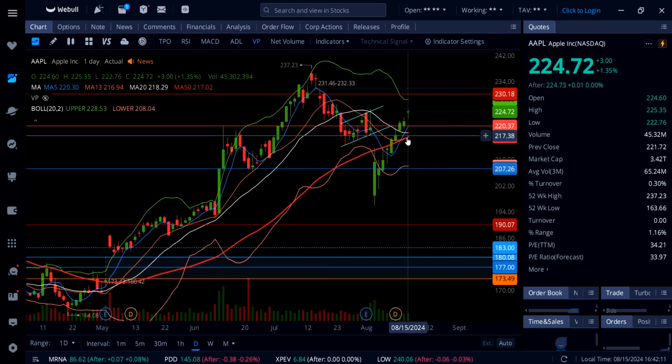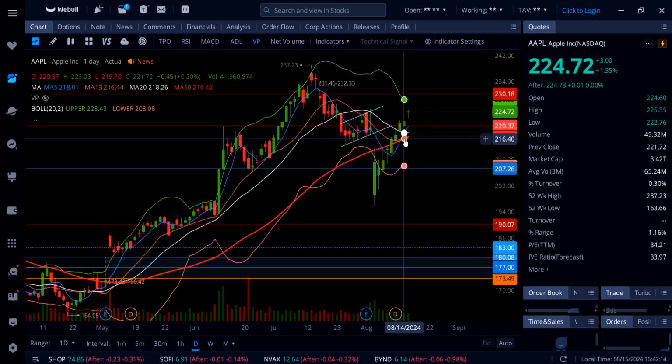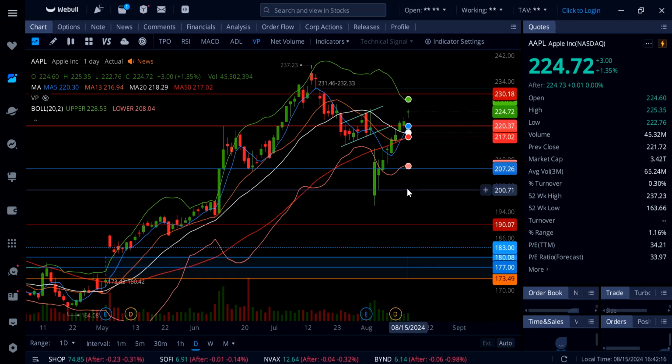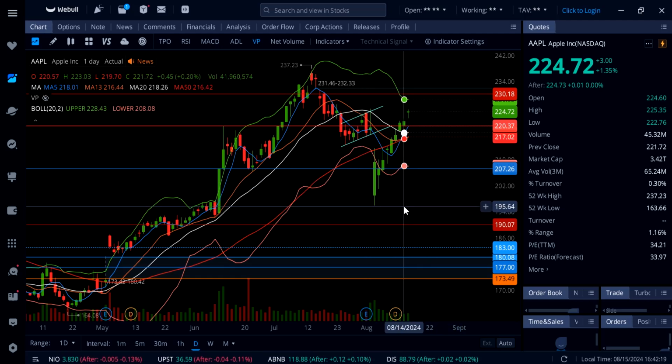Below that, you're going to see a dump off, and this thing can come all the way back down to 207, and possibly from there can go much lower.